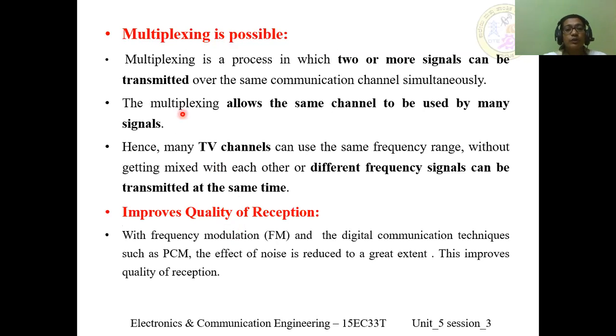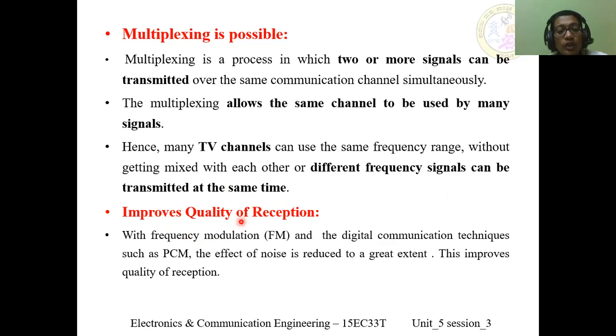Multiplexing is possible by using modulation. So two or more signals can be transmitted over a communication channel simultaneously. The multiplexing allows the same channel to be used by several signals. Hence this multiplexing is possible. That's why a TV channel can carry multiplexed signals. Also, the different frequency signals can be transmitted at the same time.